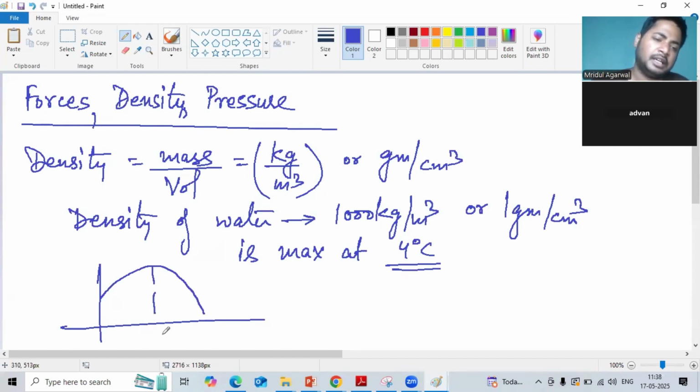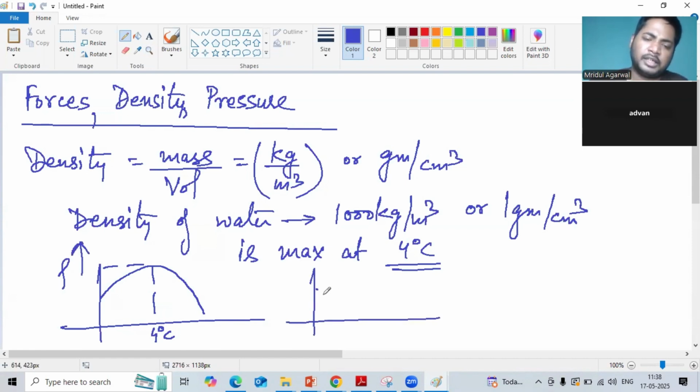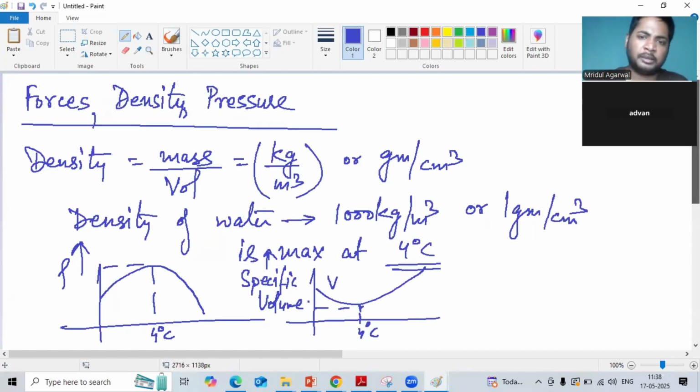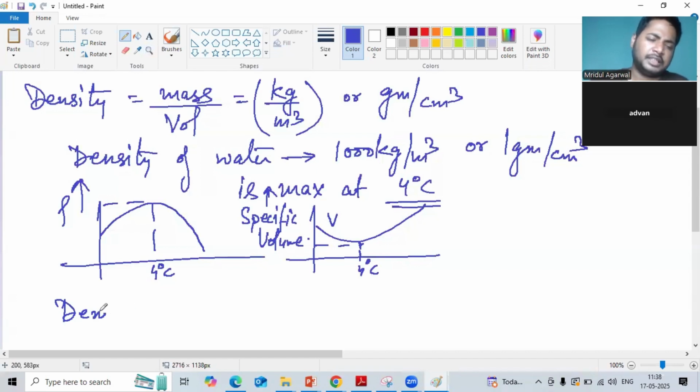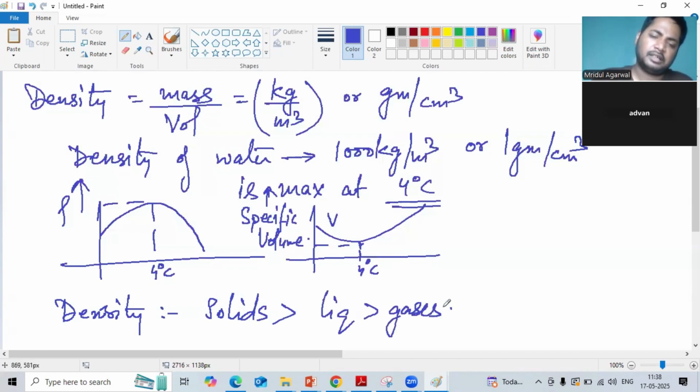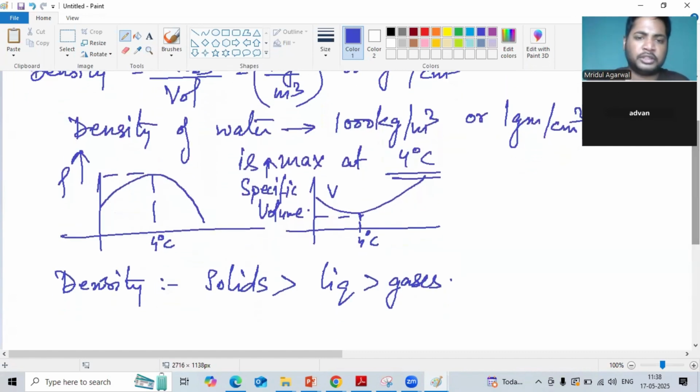You can see over here, at 4 degrees Celsius the density is maximum. Beyond that, the density is lower. This is the specific volume, that is 1 over density, so specific volume is inversely proportional. You can see over here, it is minimum at 4 degrees Celsius. Remember that density for solids is always higher than for liquids, and liquids higher than gases. This is the order that it follows. So this is the density part.